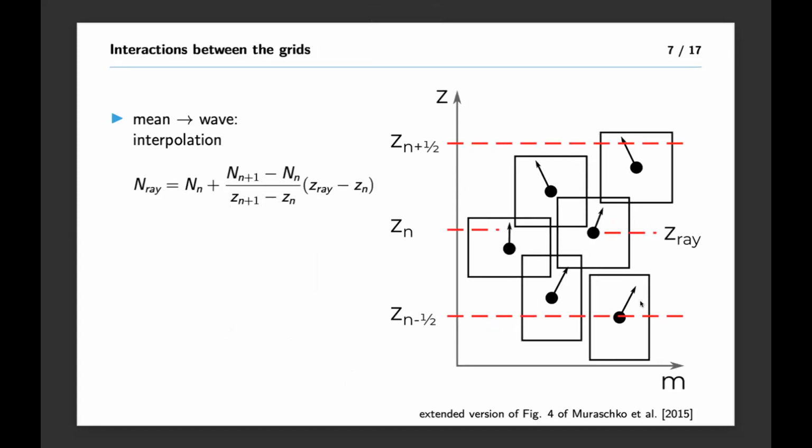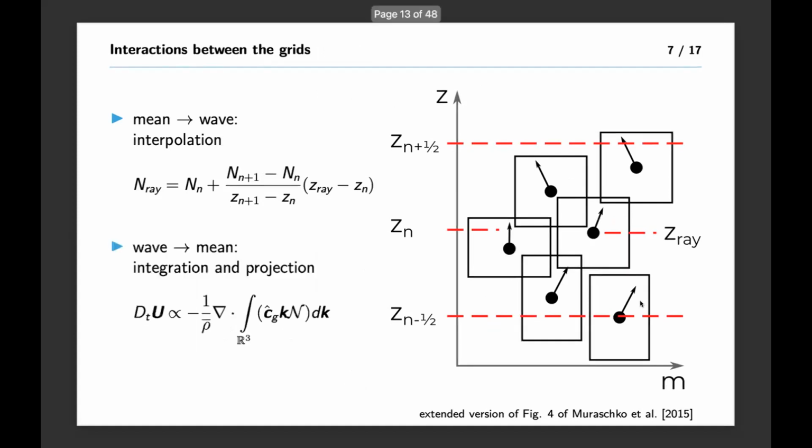Then there are 2 things we need to consider when we want to have our waves interact with the mean flow. One thing is we need the mean flow properties at the Lagrangian position of the rays, which we basically just do by linear interpolation from the grid to the ray position. That's the simple part. The more difficult part is we want to know what the waves do to the mean flow.